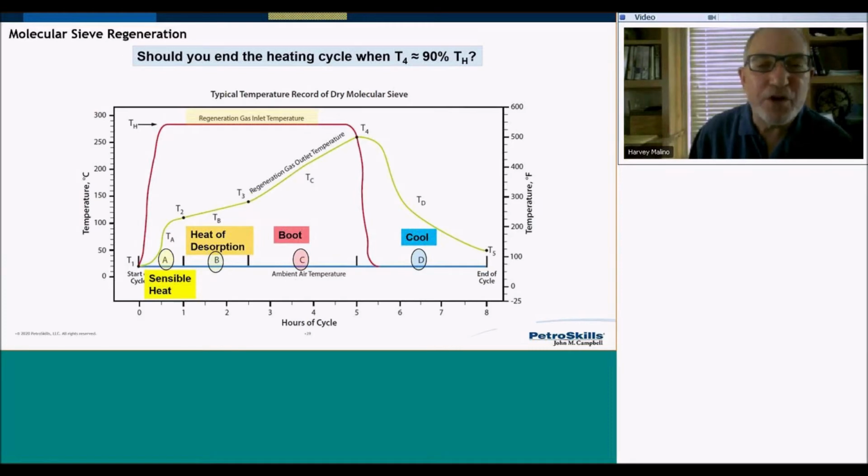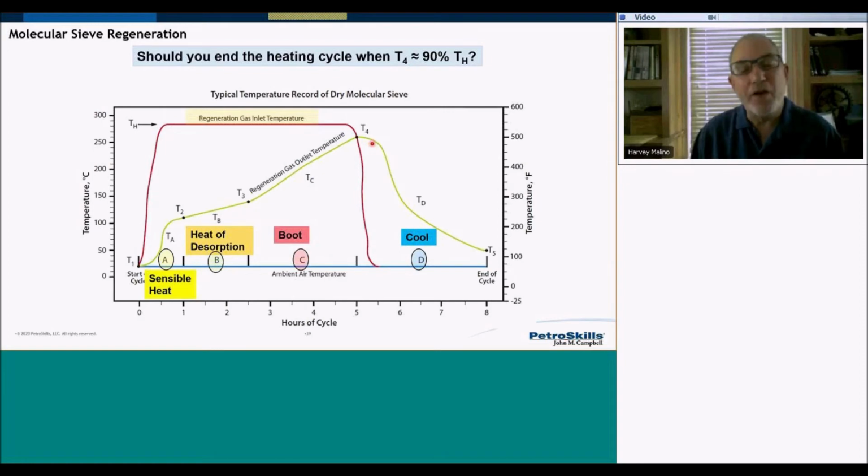For low pressure regenerations, less than 4,100 kPa or 600 PSIA, you're limited only by the heat that you can put into the system. So the water will be removed from the top of the bed as fast as you can get heat into the system. And in that case, when your outlet temperature here reaches about 500 degrees Fahrenheit, yes, you can end the cycle.